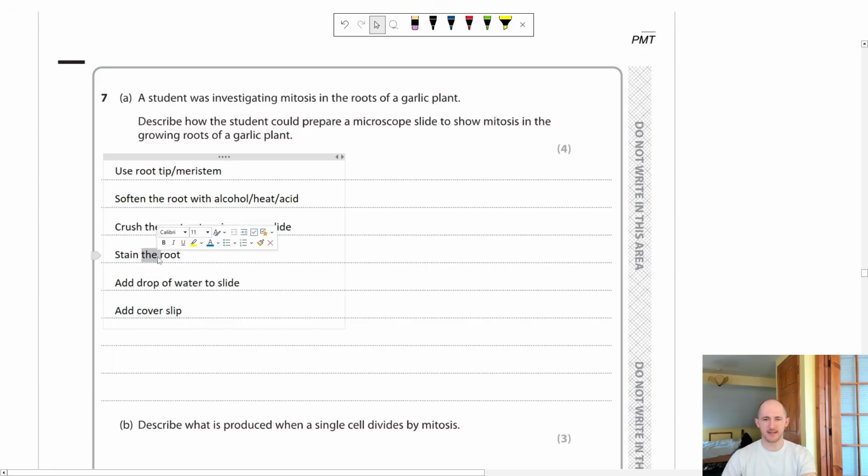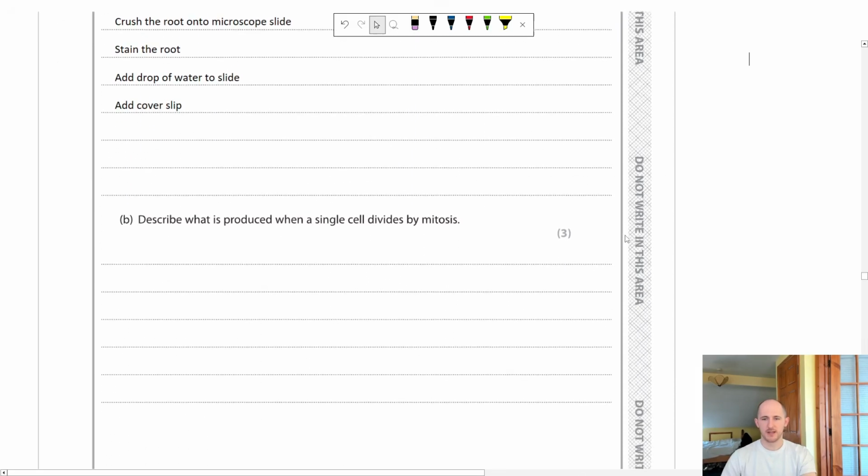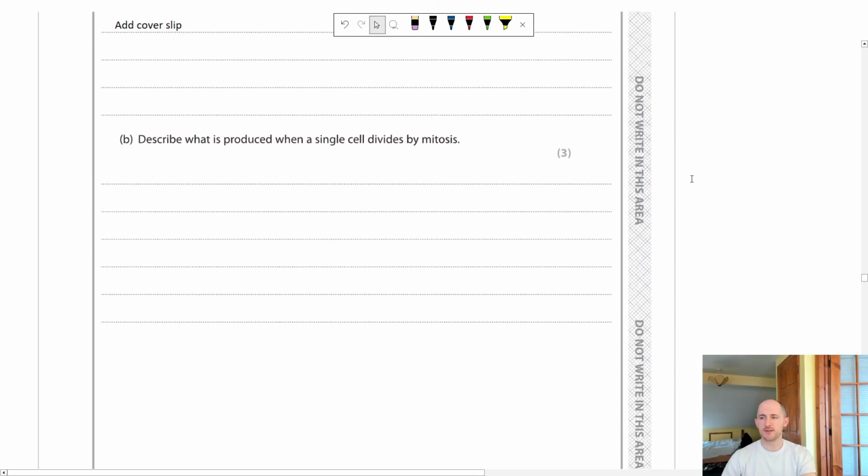Yeah, definitely the staining and definitely the cover slip. But yeah, that's it. Describe what is produced when a single cell divides by mitosis. Remember, meiosis, back earlier in the paper, produced genetically diverse gametes. Mitosis produces clones, identical cells. So what would you say?